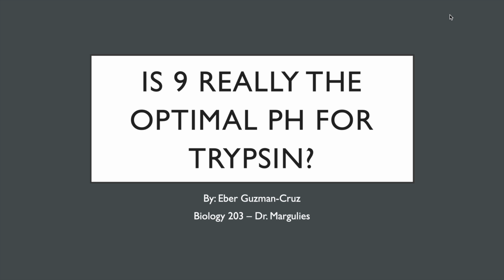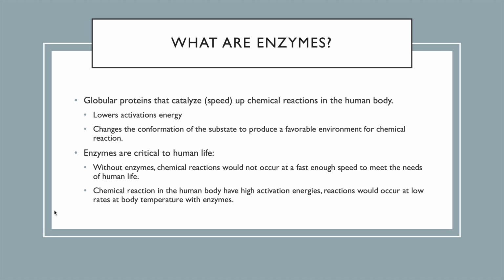Hello everyone, I'm Eber. Today we will be examining to see if 9 is really the optimal pH for the enzyme trypsin. So you might ask yourself, what is an enzyme? An enzyme is a catalyst that lowers the activation energy needed for reactions to occur.